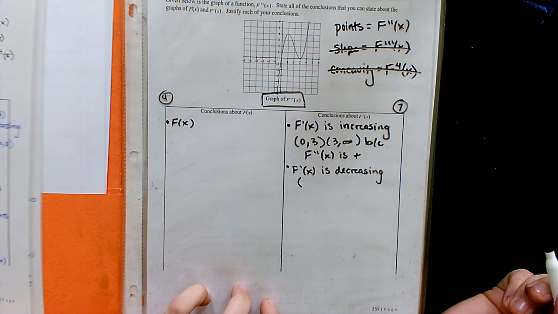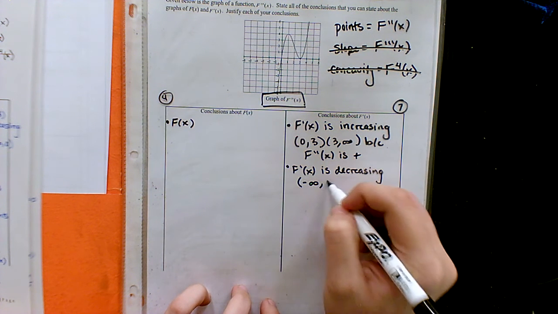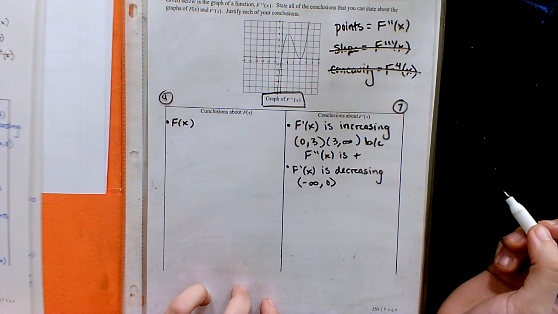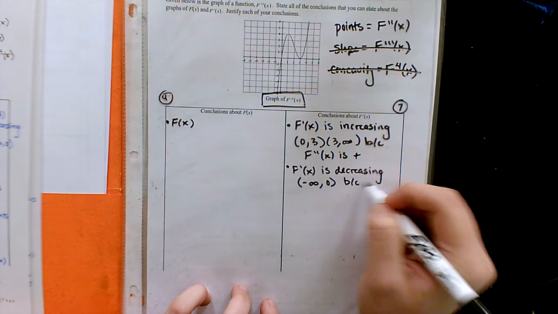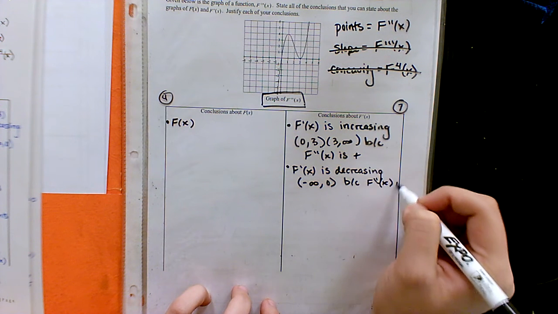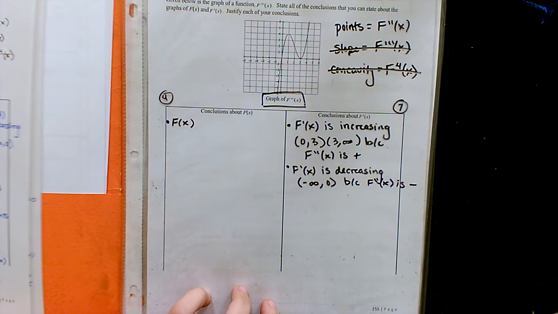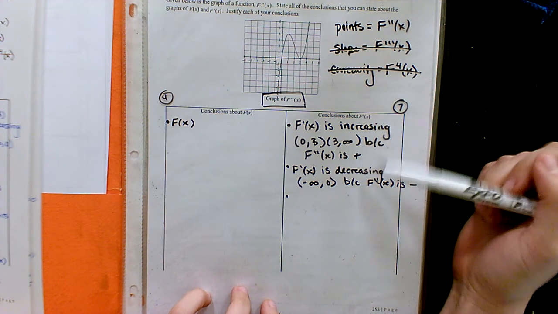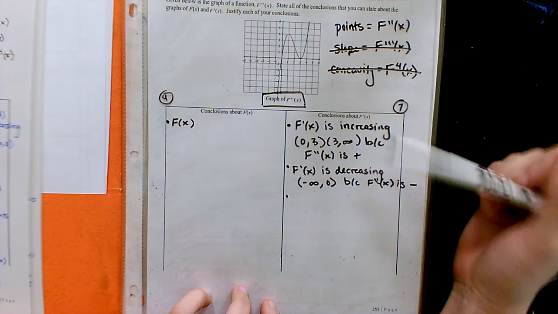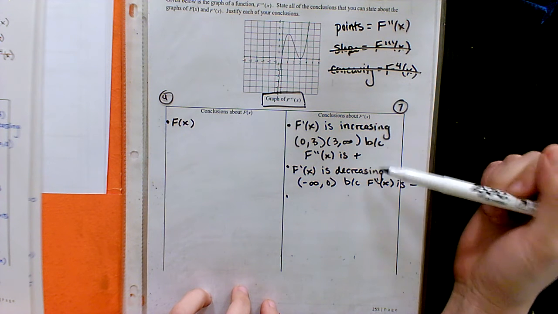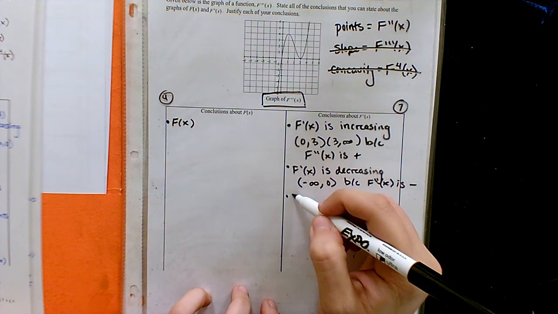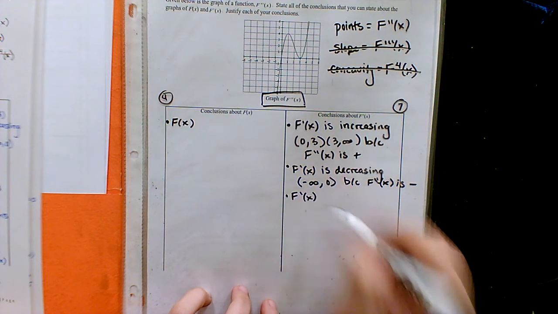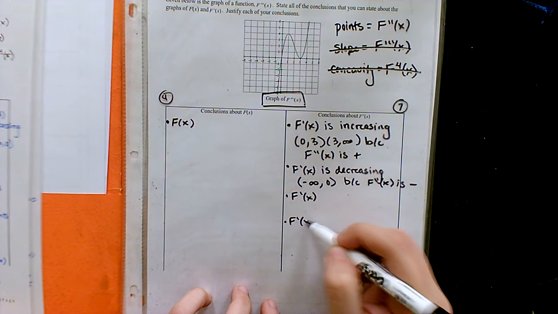Let's see. F prime is decreasing from negative infinity to 0. I think that's it. Because the second derivative is negative. If we're changing from increasing to decreasing, we're creating something, a max or min, at x equals 0 and x equals 3.